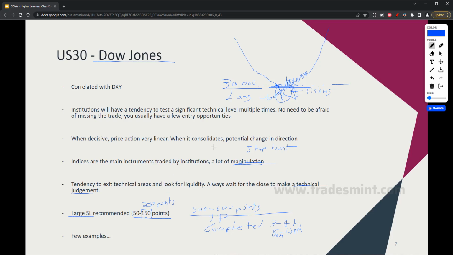And that's it for the different characteristics. So let's go and do a few examples on the chart now.